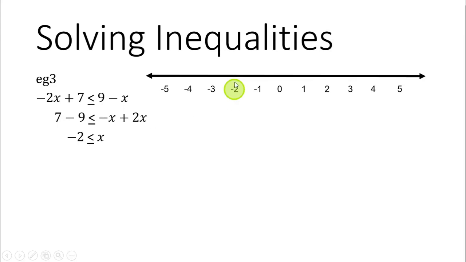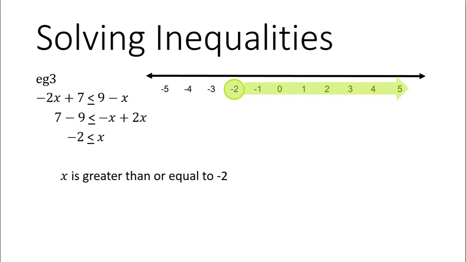To show the value is greater than negative 2, I'll draw my arrow in the right-hand direction because these are the values that get higher as we go along. These are all of the values higher than or equal to negative 2. X is greater than or equal to negative 2. That means that if x is an integer, an integer means a whole number, x could have the values -2, -1, 0, and so on.